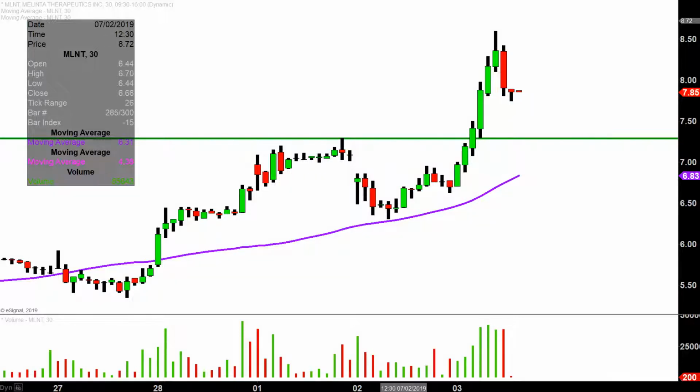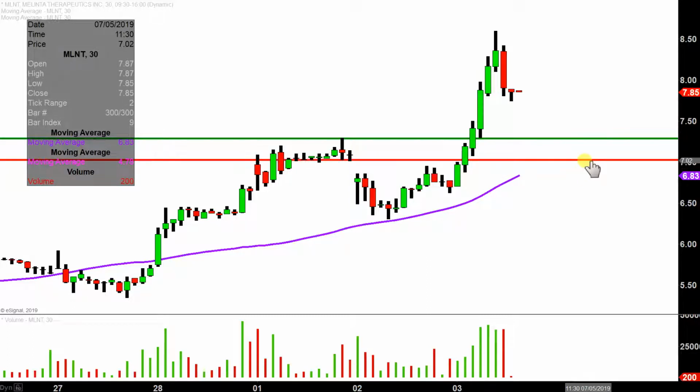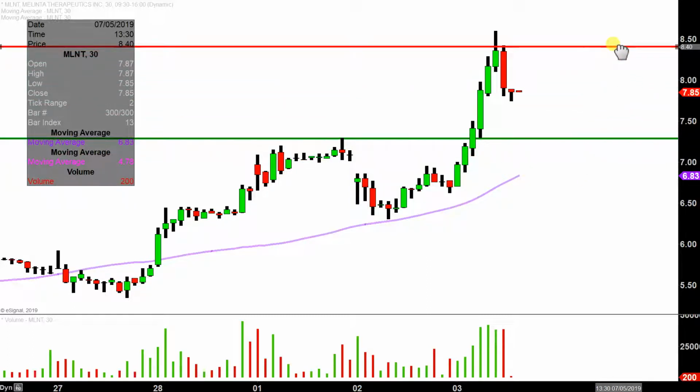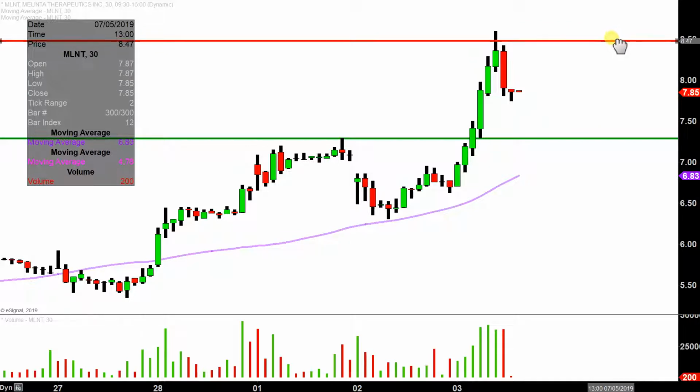What about levels of resistance? As far as where the sellers are at, the main level is right here around $8.50, and there's nothing fancy behind that other than the fact that that's just where the party stopped today. So keep an eye on that going forward, but really resistance levels don't matter. Why do I say that?